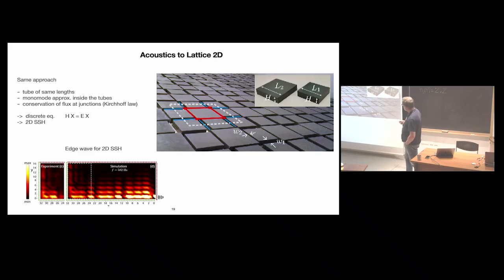We designed it like this, once again putting something on top to make it a waveguide everywhere. It is a kind of lattice with different streets, with different widths at each part. And here is a measurement of the edge wave occurring for this 2D SSH problem.